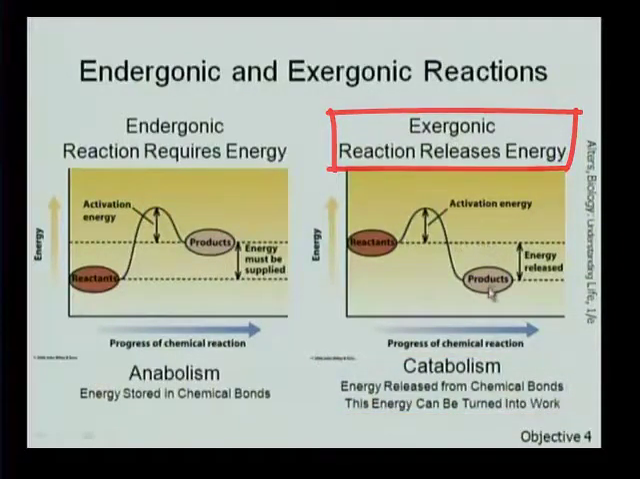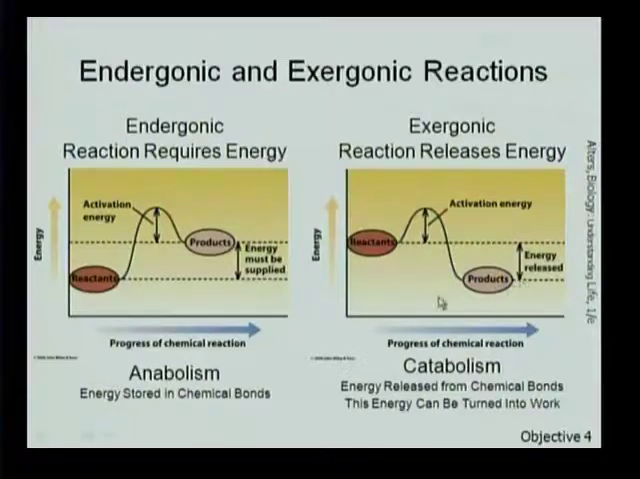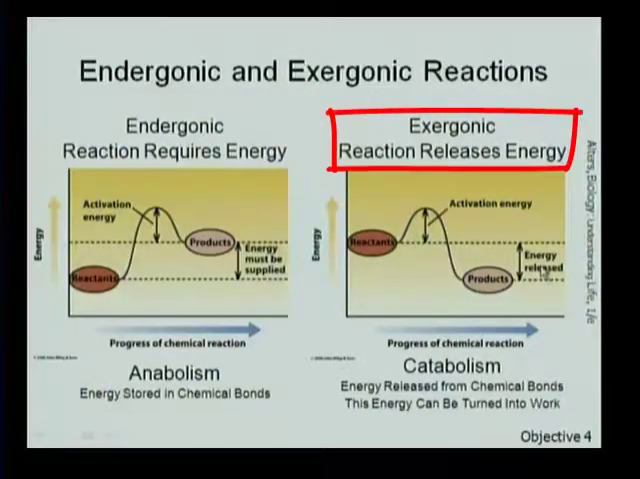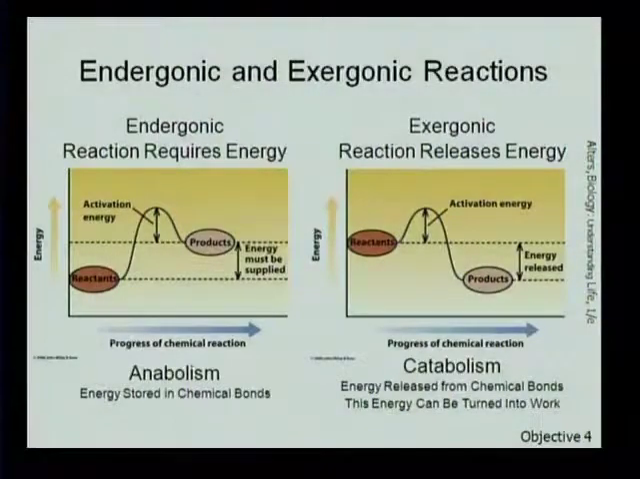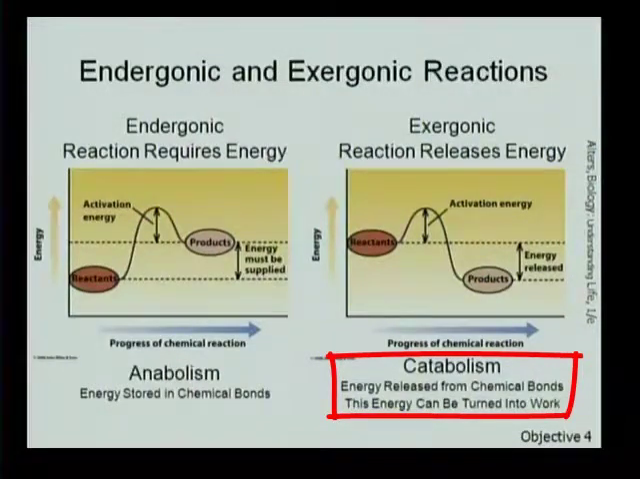In this case, the energy that's tied up in the products is less than the energy that was tied up in the reactants. We still have an activation energy barrier that we have to get over. We still have to put energy into the system to get from reactants to products. But as we do so, then we're going to release energy. That's why it's called an exergonic reaction, because exo means that things are coming out of. So energy is coming out of this system. So we call this an exergonic reaction. This is an example of what physiologists and biochemists would call catabolism. This is energy being released from chemical bonds, and this energy is being turned into work.